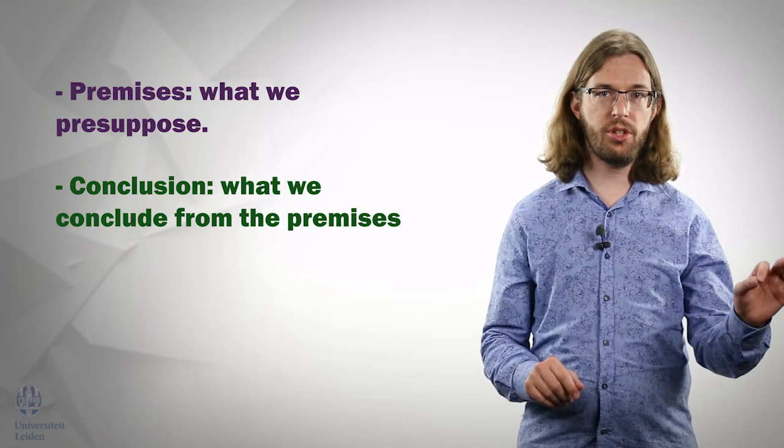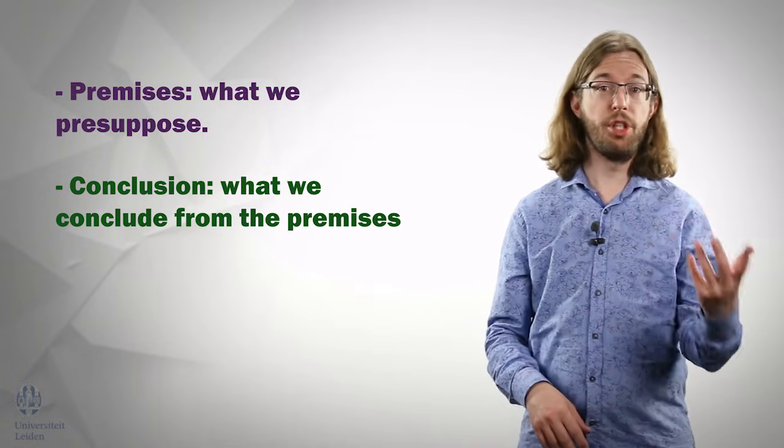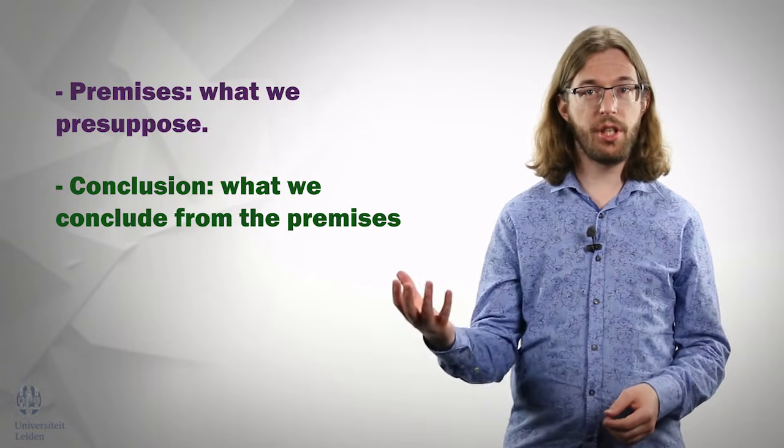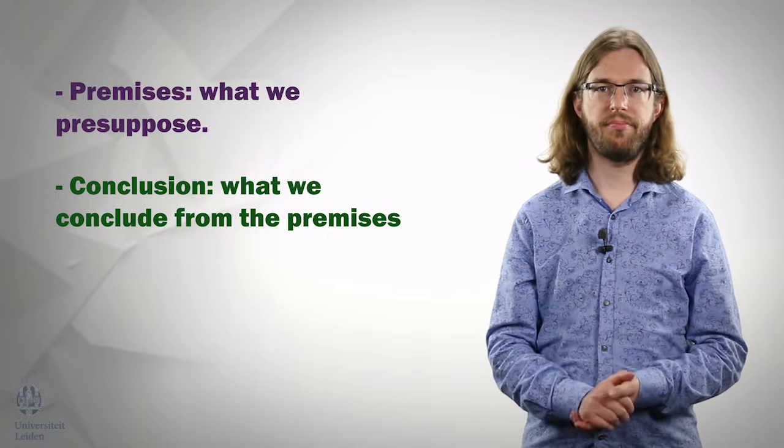Let us first introduce some terminology. An argument consists of two parts, the premises and the conclusion. The premises are the things we presuppose, and the conclusion is what we conclude from those premises. So let's look at an example.